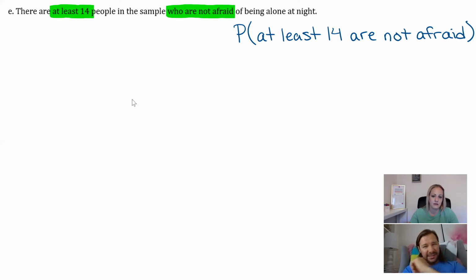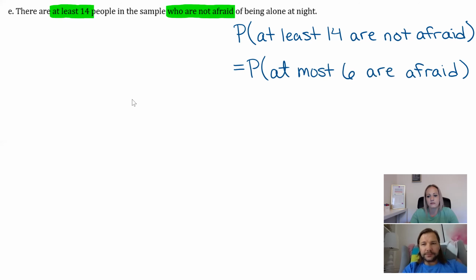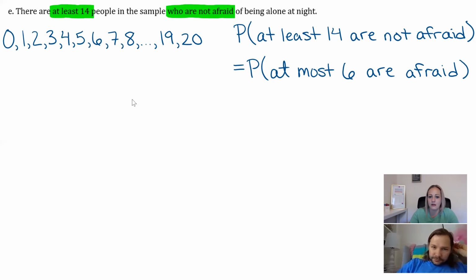Is that 6 or fewer are afraid? Yeah, so we could write that as the probability that at most 6 are afraid. Okay. That makes sense so far? Yeah, so that's less than or equal to 6 are afraid. Yeah, good. Okay, so we turned it from are not afraid into are afraid, and now we'll just translate that into an inequality. So at most 6 just means the outcomes of 0 through 6.